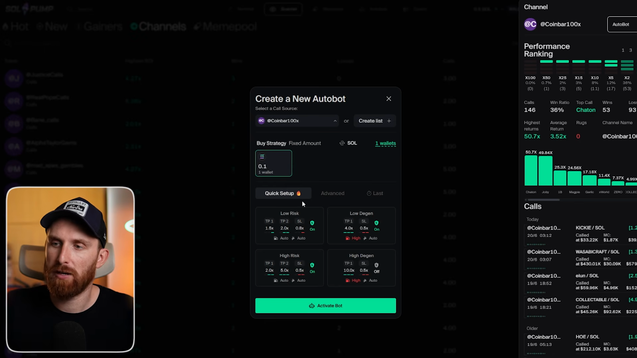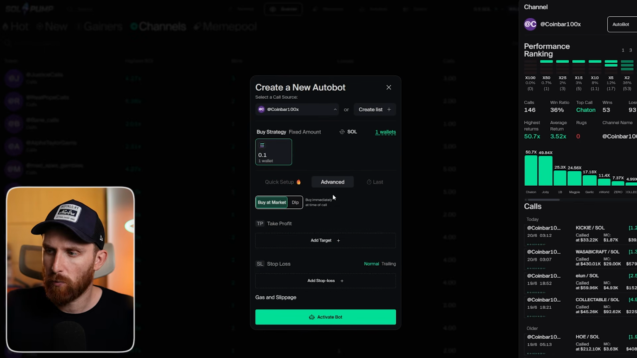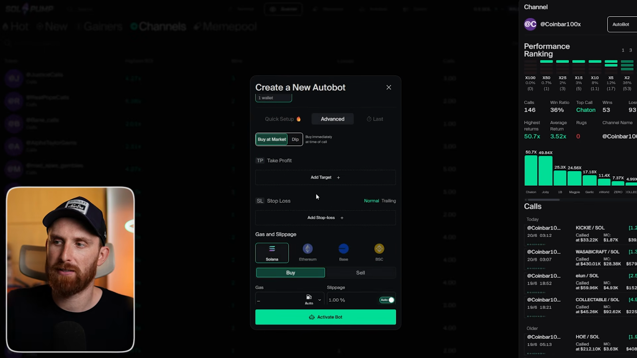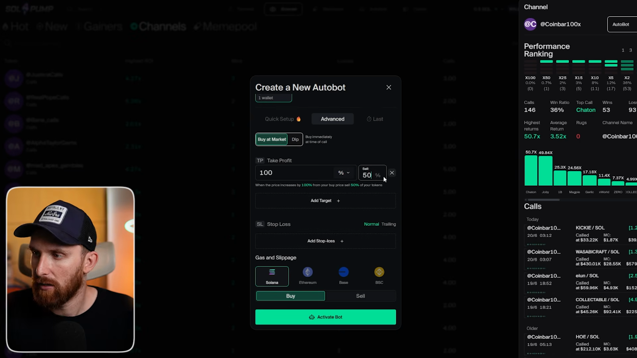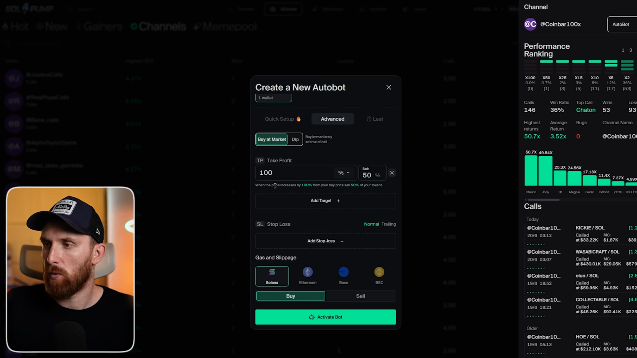Also, if you're more familiar with the Memecoin trades, you can go the advanced way and actually input all of these settings manually. For example, you can select the take profit level, so add the target, and then just input at what price increase, how much of the position you want to sell. So for example, you can put in 50%. And you're going to see in text, when the price increases 100%, you're going to sell 50% of your position. Again, really easy to understand.